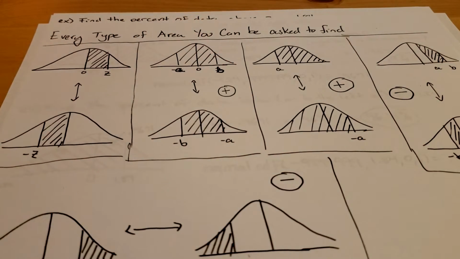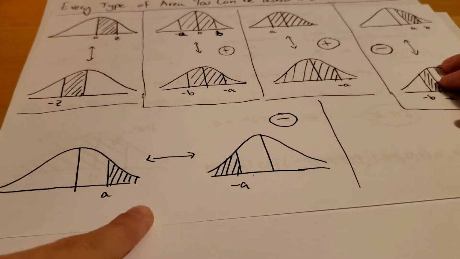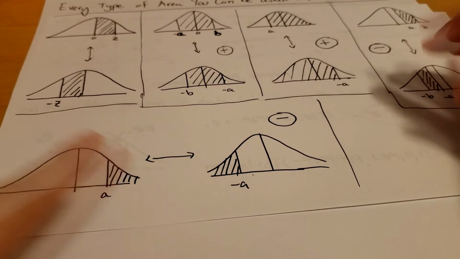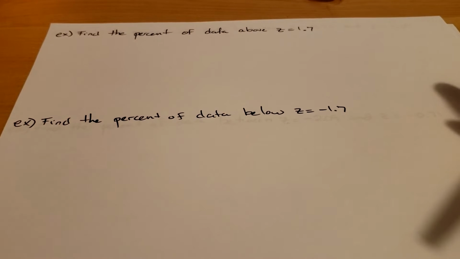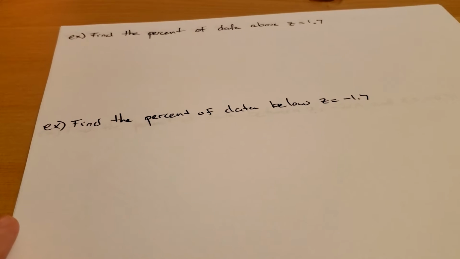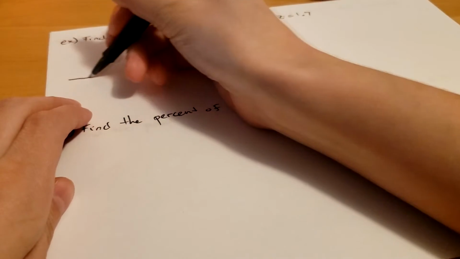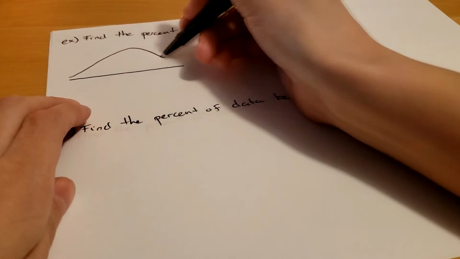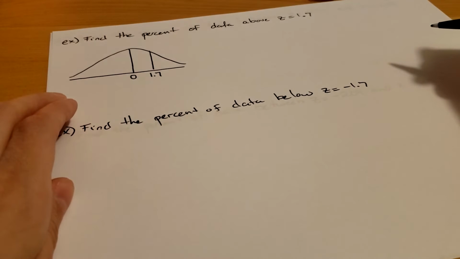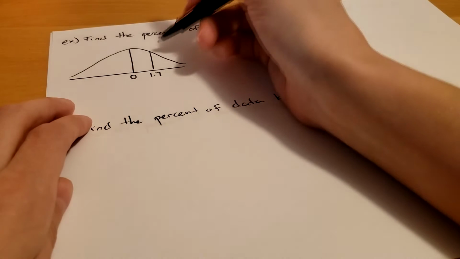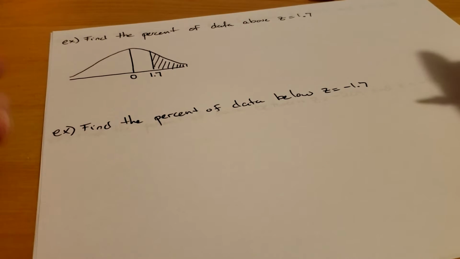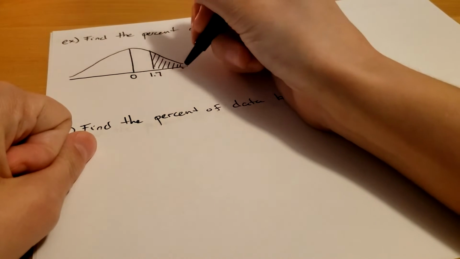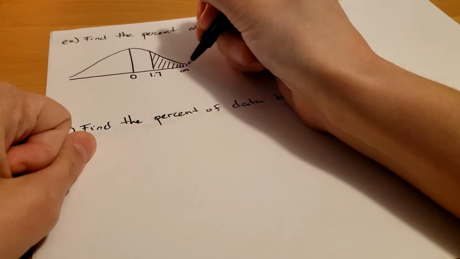Okay, so next we're going to look at this type of example, because this one's a little bit easier than that one. Now let's say we want to find the percent of data above z equals positive 1.7. The first thing we will do here is draw a picture of it. You should always draw a picture of it. So 1.7 is positive and it's above the mean, and we're looking for the percent of data above that. So we're looking for this piece. This is also sometimes called a tail end. So we're going from 1.7 to positive infinity, all the way out here.